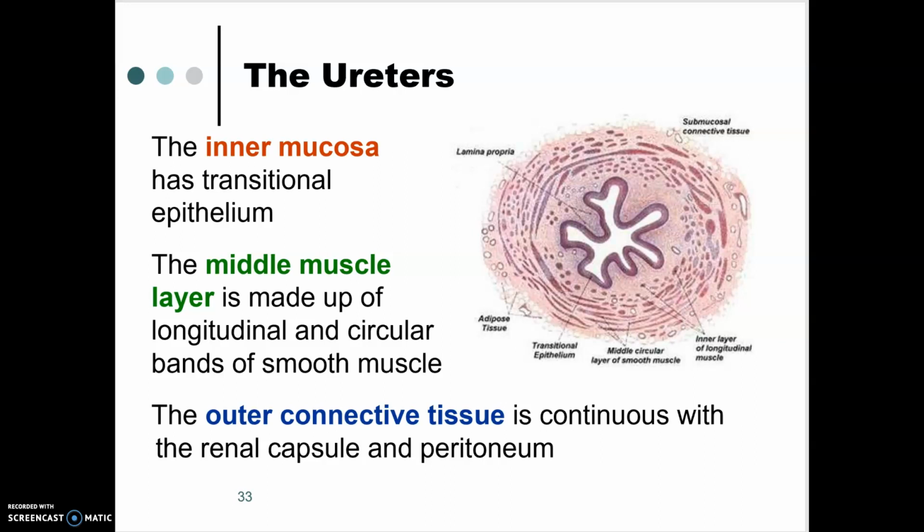Directly outside of that mucosa, we're going to have the middle muscle layer, and that's going to have longitudinal and circular bands of smooth muscle. And then on the outside, the connective tissue is going to be continuous with the renal capsule, so it's going to be covered by the same capsule protection that covered the kidneys, and it's also going to be continuous with the peritoneum.